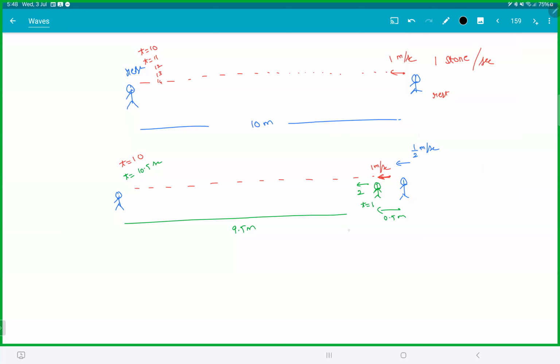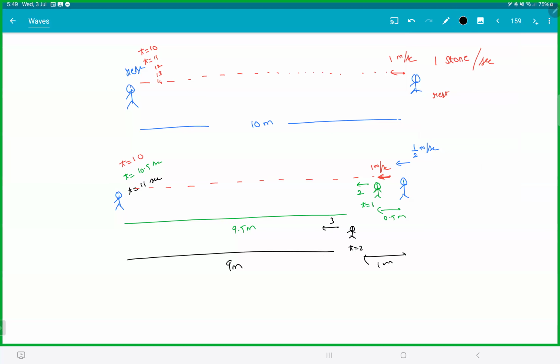Then I will throw the third stone. I will travel half meter more. So t is equal to 2 seconds. I'm already 1 meter from the initial position. I am throwing the third stone at t equal to 2. So this third stone has to travel only 9 meters. Right? So that will reach in 9 seconds. So 9 plus 2, the third stone will reach at 11 seconds.